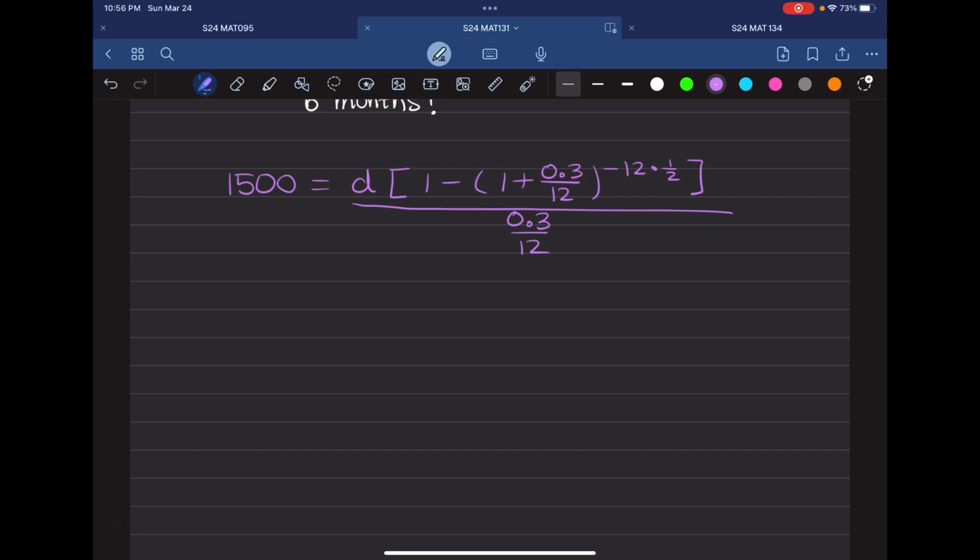So if you end up solving for D, which I highly recommend you go ahead and try to do, because I think when students make mistakes with these problems, usually it's with typing things into the calculator, you should end up getting that D is equal to $272.32.